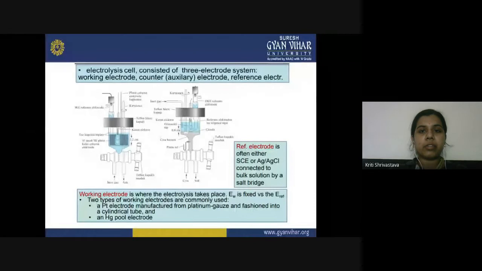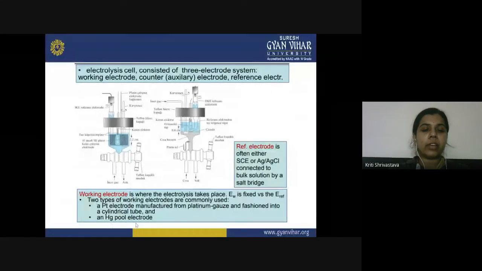So here is the electrolysis cell. You can see here it consists of a three electrode system. We have a working electrode here, we have a counter or auxiliary electrode here, and the third one is the reference electrode. The reference electrode is often either a standard calomel electrode, which is termed SCE, or it could be silver chloride connected to the bulk of the solution by a salt bridge.